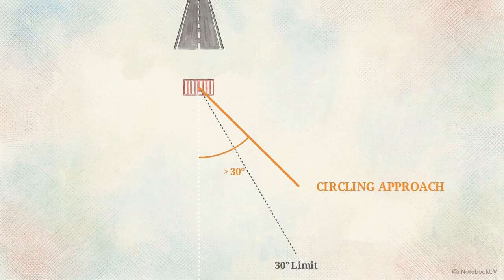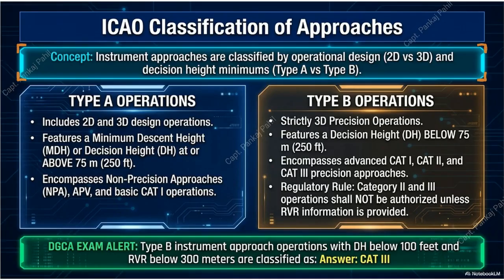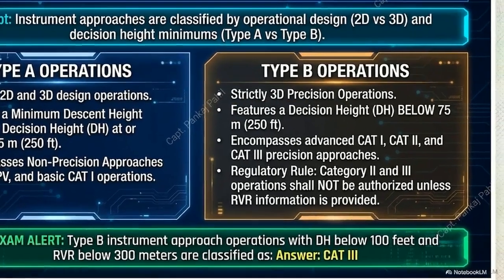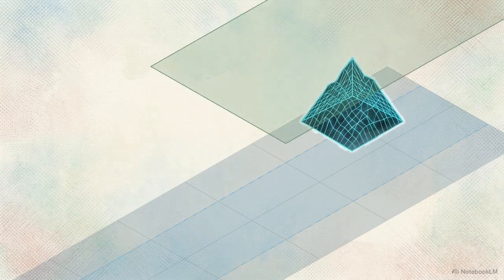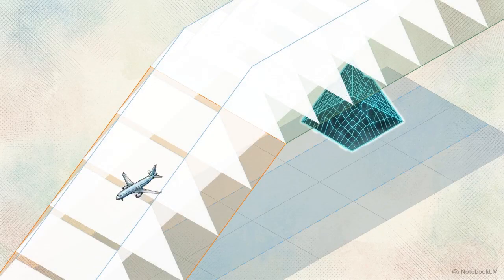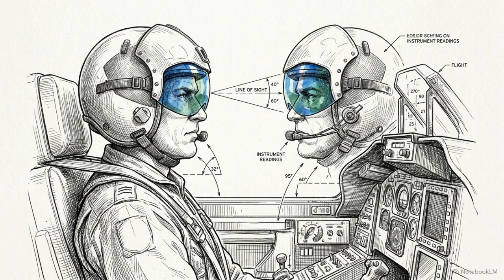This chart divides ICAO approach classifications into Type A and Type B operations. Type B encompasses strictly 3D precision approaches, advanced Cat I, II, and III operations, defined by a decision height below 75 meters or 250 feet. Track widths, altitude floors, climb gradients, and containment zones. PANS Ops is the silent mathematical framework keeping you separated from the terrain. Memorize its parameters, respect its margins, and fly with absolute precision.